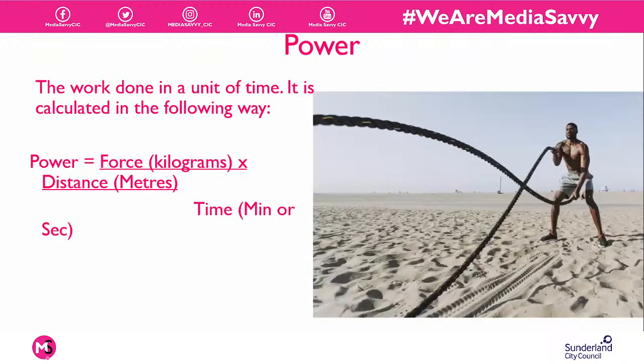Okay, then we've got power next. Like speed, it's the work done in an amount of time. It's calculated in the following way: the force in kilograms times the distance in meters divided by the time it took to do it. So I might say I've got a 50-kilogram ball which I've moved 100 meters, and it's taken me a minute. Put all of those into that calculation, and that gives you your power reading.